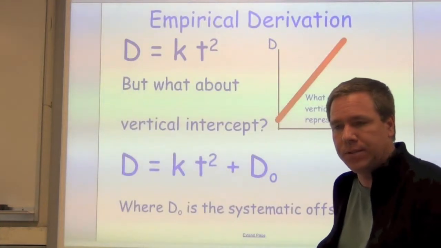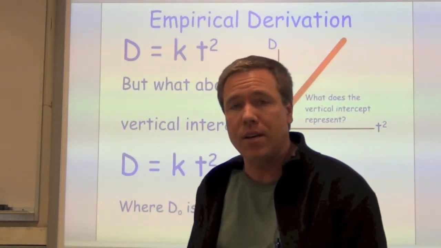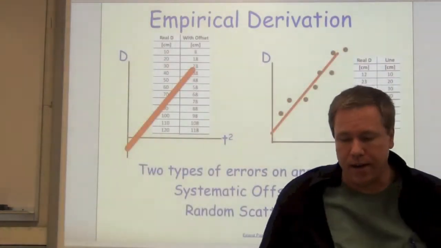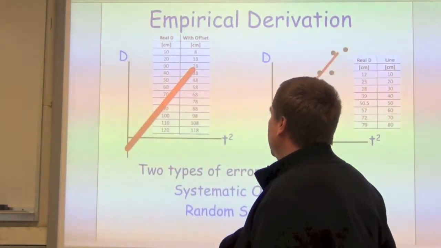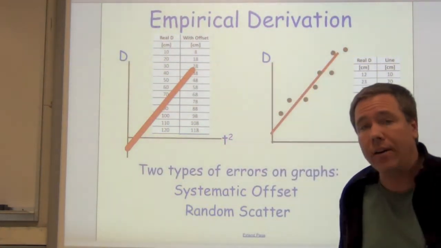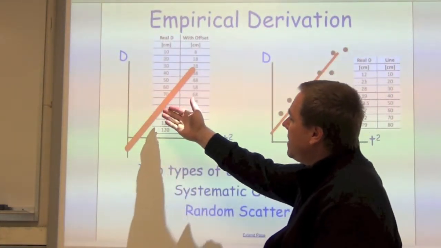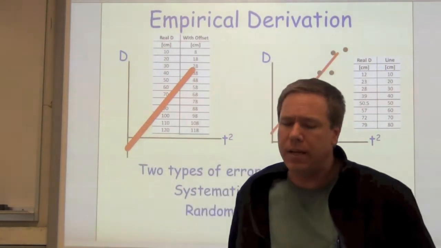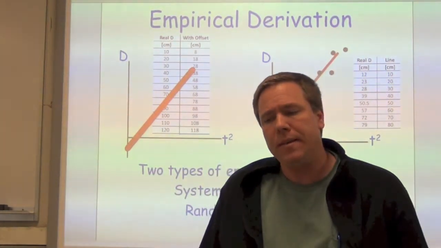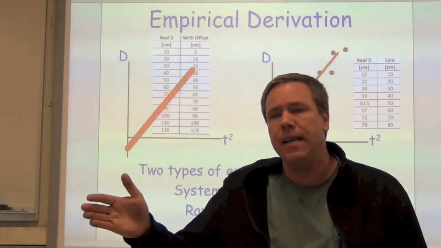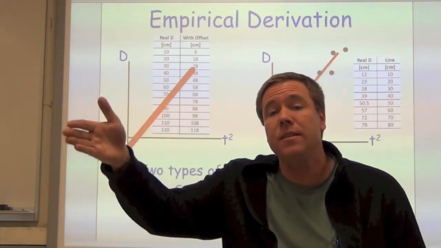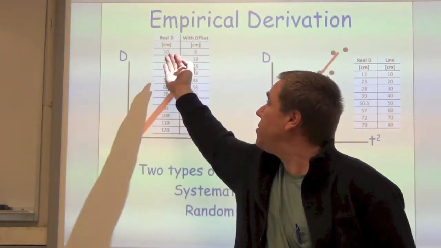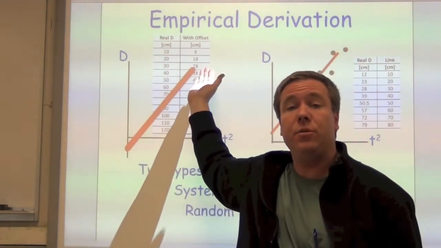When you make a plot with real data, you're going to have two types of errors present on the plot, naturally occurring. One of those errors is called a systematic offset, and the other one is called random scatter. The systematic offset in this example is a negative intercept. In the previous graph, it was a positive intercept. What do we mean by a systematic offset? We mean that something was done in the measurements and it was done consistently to every single measurement. So in the case right here, every measurement was mismeasured by 2 centimeters too short.